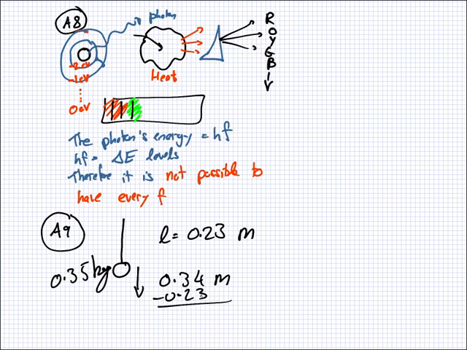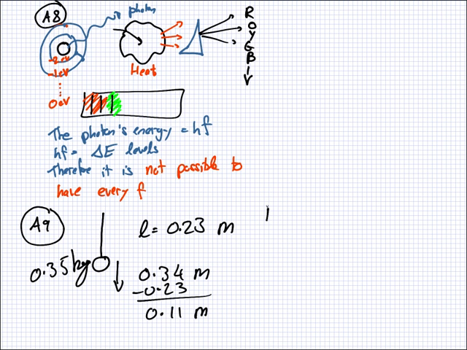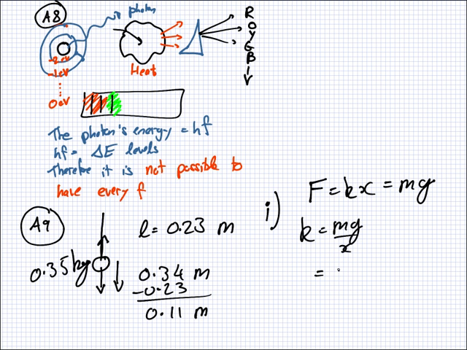So the first one is determine the strain of the spring once the mass is attached. So yeah, is that 0.11 meters is the extension. Okay, sorry, what's the first part? Determine the strain of the spring once the mass is attached. That's the k. So you can say F equals kx going up, and that should equal the weight, which is equal to mg. So k will equal mg over x, which will be 0.35 times 9.81 over 0.23. What's that?